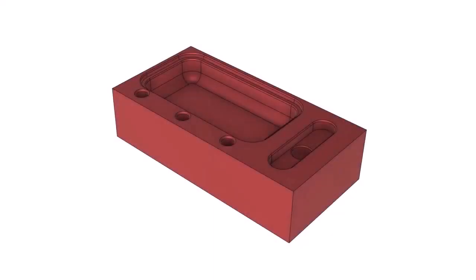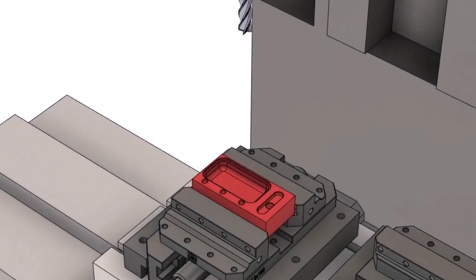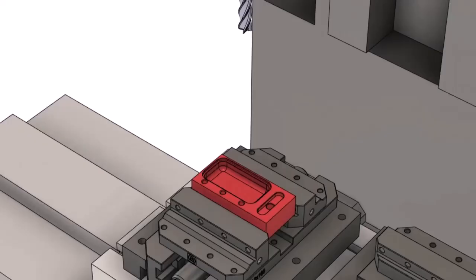For example, here is a part that would only need one setup, as all the machining takes place on one plane. That means you can set up the part once in the machine vise, or even do more than one if 2 vises are used. The setup would be relatively simple, and the cost of machining the part less expensive.